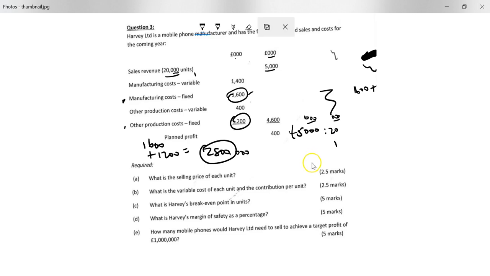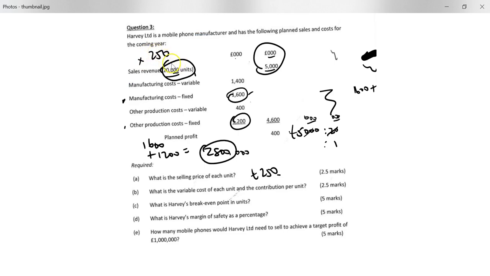So really the question is, what is one unit? So I need to divide both sides by 20,000, right? By doing that, 5 million divided by 20,000. So all of this divided by all of this, that's what I'm doing. So 5 million divided by 20, and that's 250. So the selling price is 250. Yes, because if you sell one for 250, if you multiply 20,000 units by 250, you will get 5 million. Okay, great. That's the first question done.